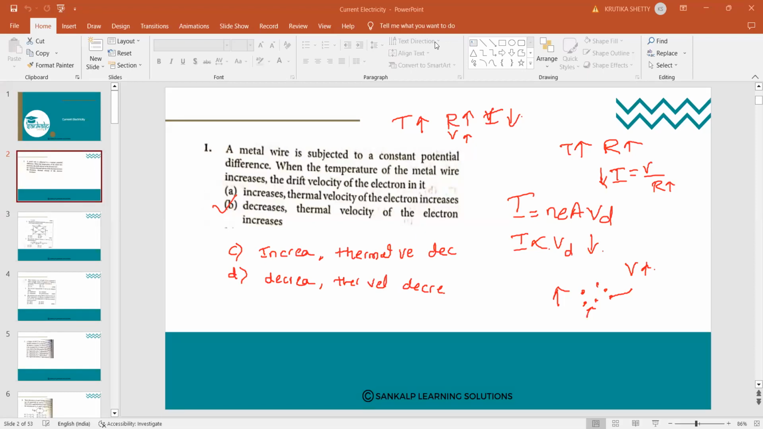Yes, due to the increase in the number of collisions, the drift velocity will decrease. That you can also say. Correct, that reason is also fine. Or with the help of the mathematical expression I equals nAeVd, you can also give the mathematical reason. So option B is the correct answer. Yes, Komala, correct. Let us go for the next question.